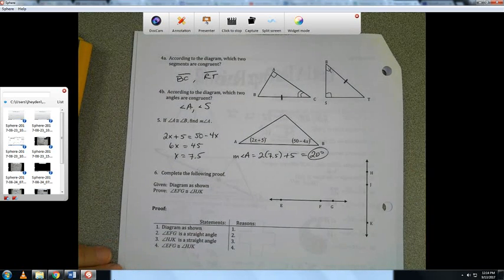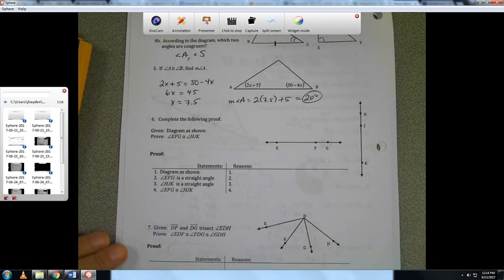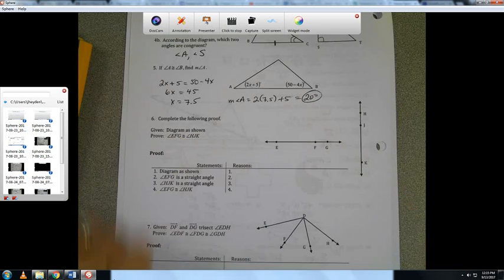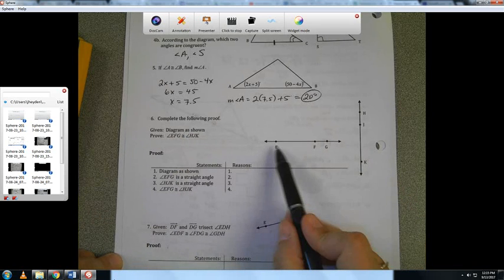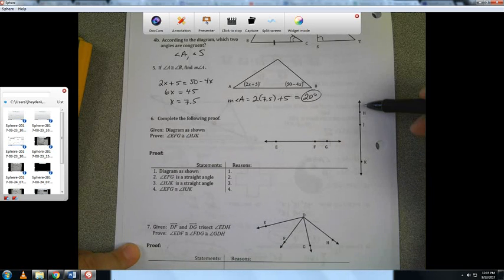Number 6, complete the proof. So this is kind of nice. You have some statements that are written for you, and we're going to do the reasons. Given diagram is shown. Prove that angle EFG, oh my goodness, that's a straight angle, is congruent to HJK, which is also a straight angle. That's probably going to be important.